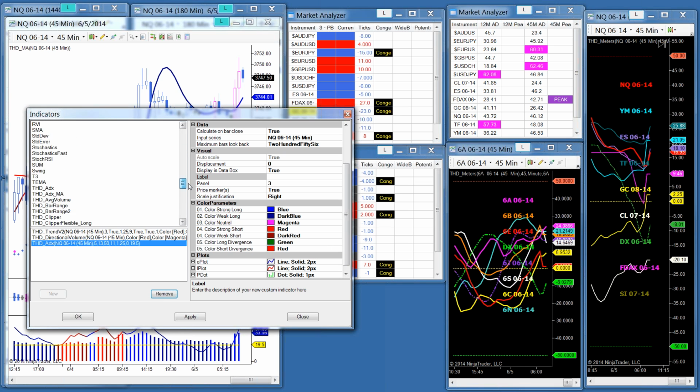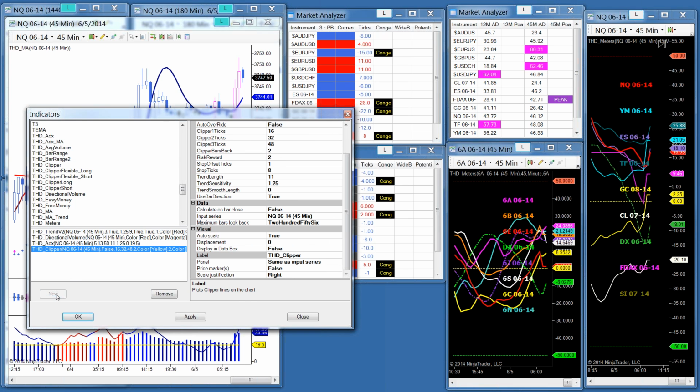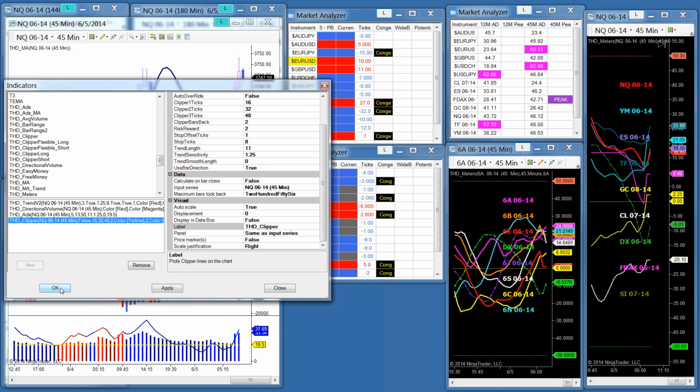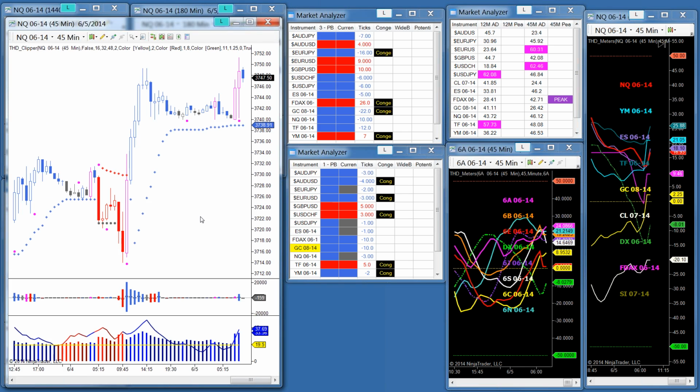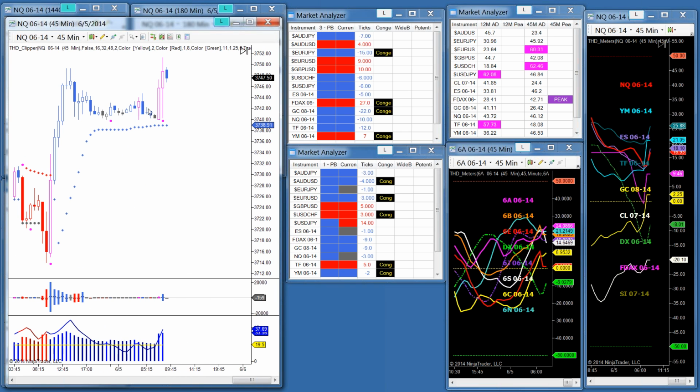Now, the other one that you will receive is the clipper. And that is how we take our profits. And I'm going to click OK. So for example, let's say that we entered as this approached the ATR here. We can put the clipper on our chart. Let me get it set up right.